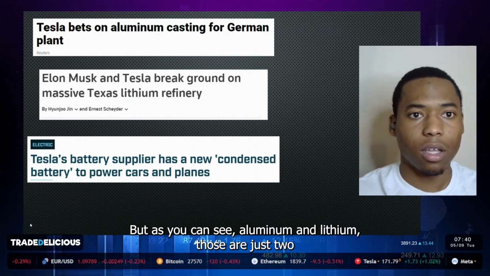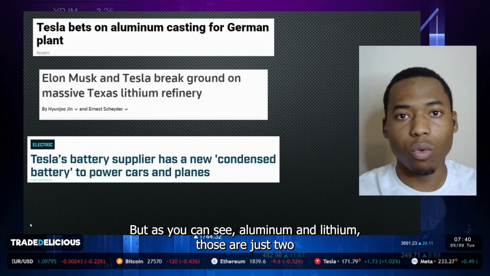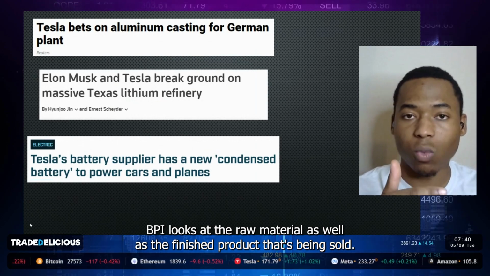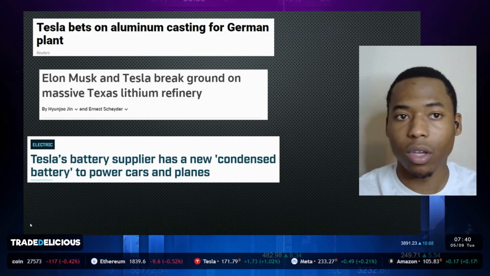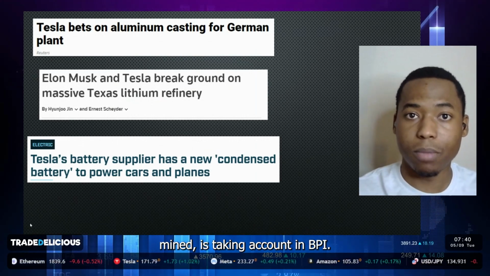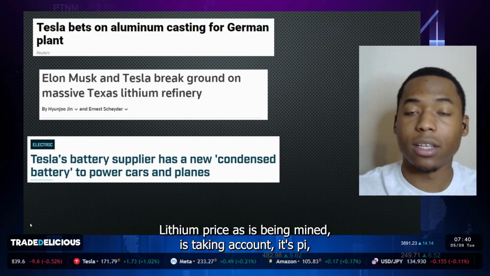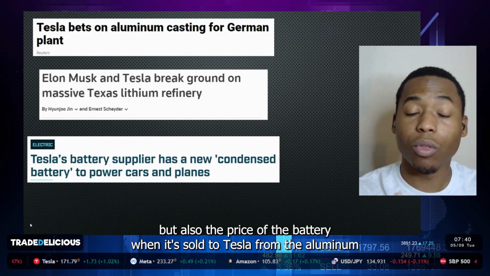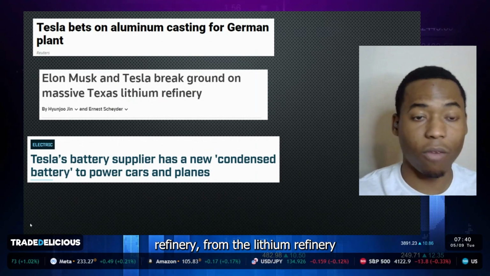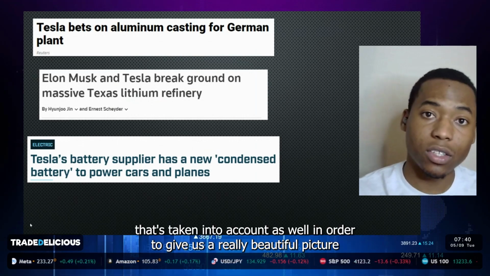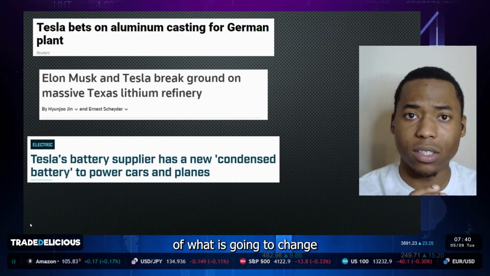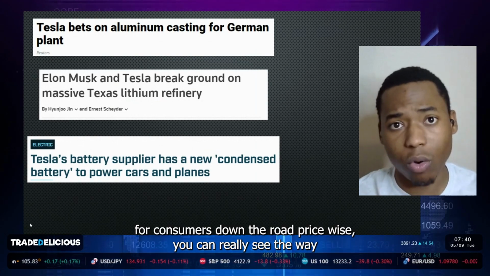But as you can see, aluminum and lithium are just two basic raw materials. PPI looks at the raw material as well as the finished product that's being sold. So in this case, the aluminum price as it's being mined is taken into account in PPI. The lithium price as it's being mined is taken into account in PPI, but also the price of the battery when it's sold to Tesla from the aluminum refinery, from the lithium refinery, that's taken into account as well, in order to give us a really beautiful picture of what is going to change for consumers down the road price-wise.